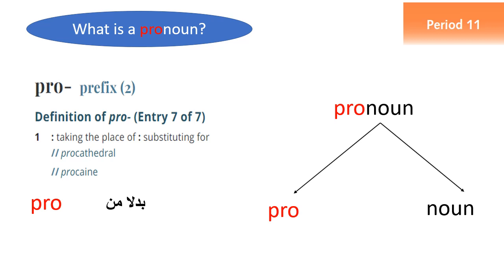So, pronoun means instead of a noun, the thing that takes the place of the noun. What is the thing that can be replaced by a pronoun? It is a noun. And how can we replace a noun? By a pronoun. So pronoun means الضمير, because the pronoun takes the place of the noun. So pronouns are of two types. Most of them refer to people, and one of them refers to animals and things.